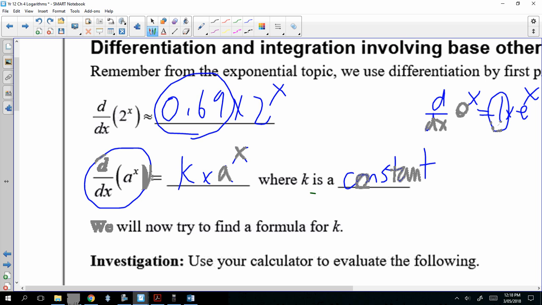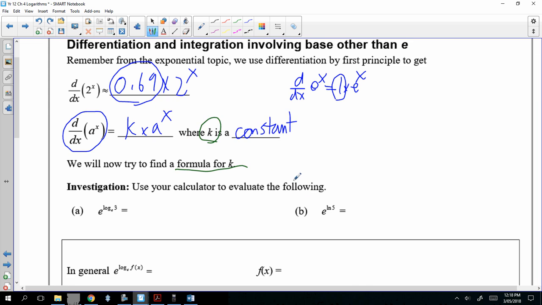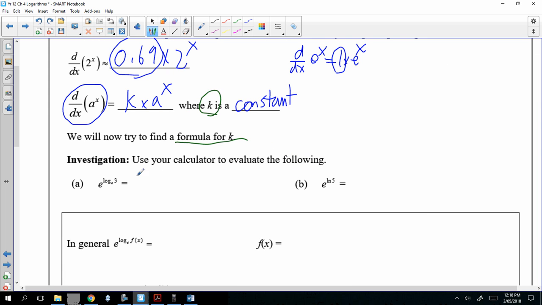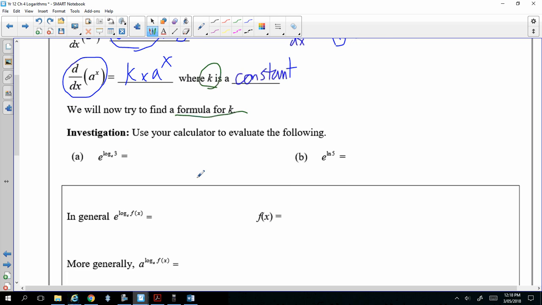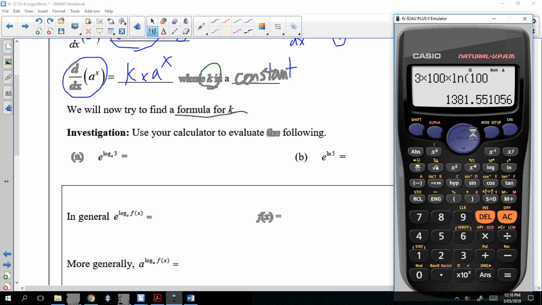Before we do that, we need to do some investigation. Use your calculator to evaluate the following. Can you do this on a calculator, see what you get? If you need to borrow one, I've got some here. Okay, all right, good. Now use your calculator to calculate what that is. So press e to the power of ln 3. What does it give you? I have to close the bracket. It gives you 3.